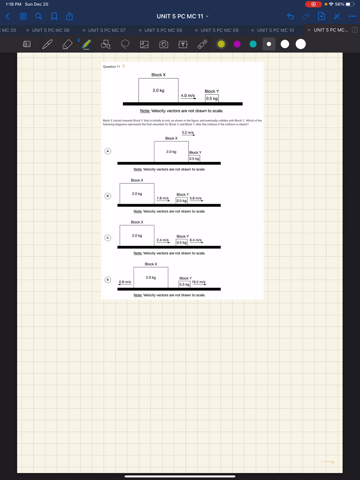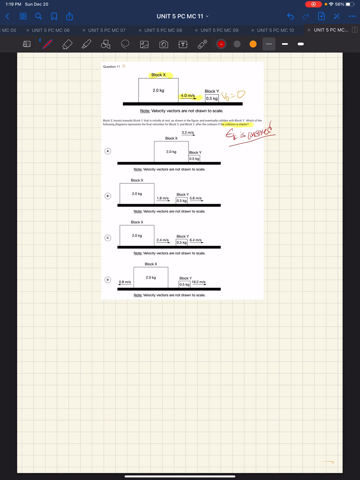So in this question, we have block X traveling toward block Y, which is initially at rest, so we have a V0 equal to 0 for that one. They collide together. Which choice describes the final velocities after the collision if the collision is elastic? And so elastic right away means the kinetic energy is conserved.